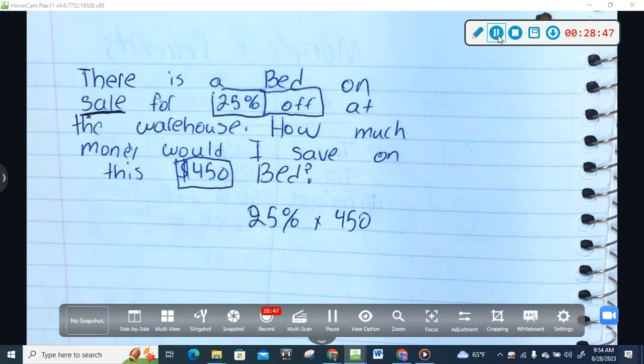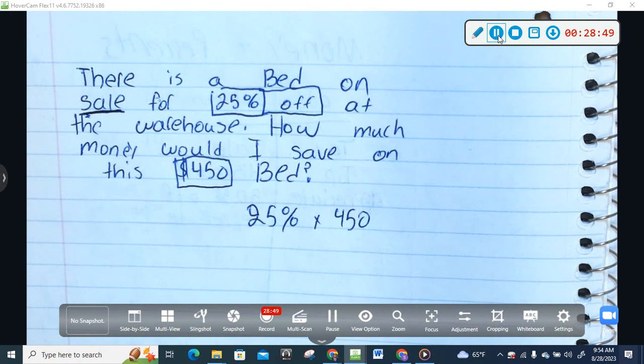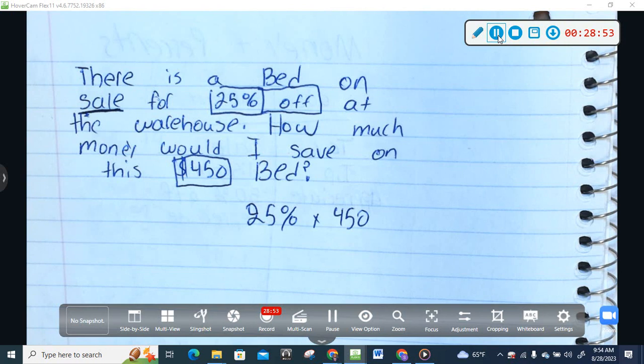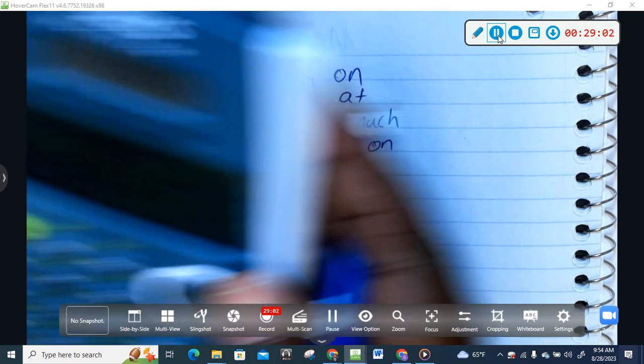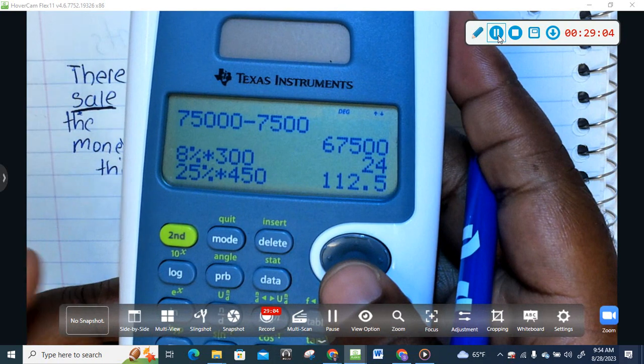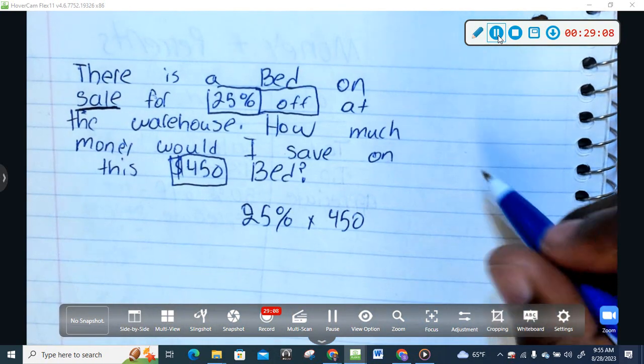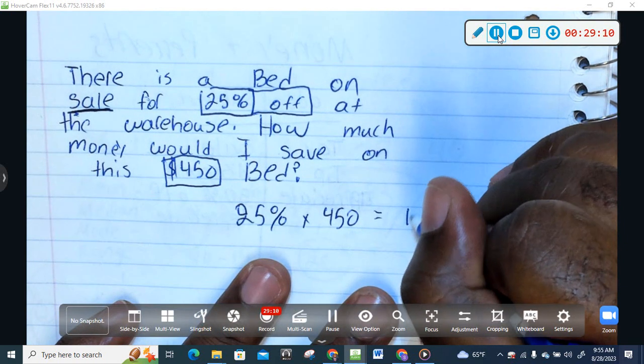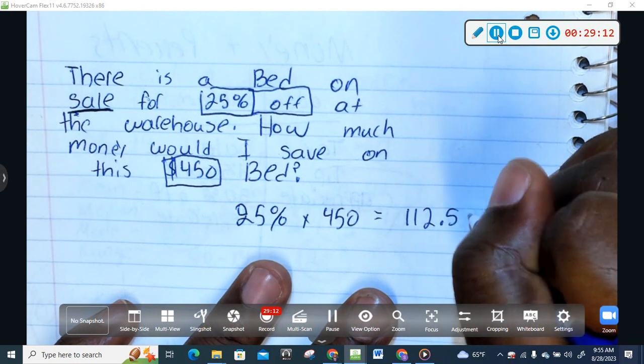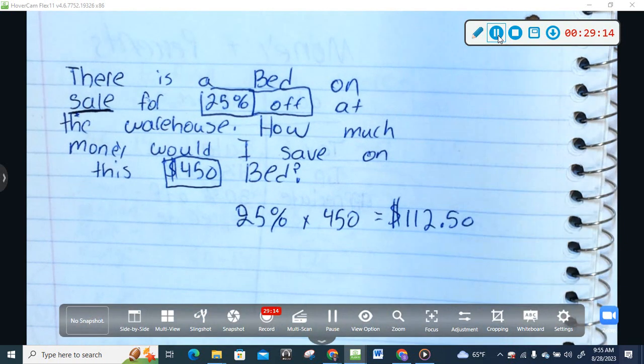So you did 25% times 450? No, I did 25% of 450. You should have got this right here: 112.5, $112.50. All right, so that equals 112.50. Now, let's think about this.